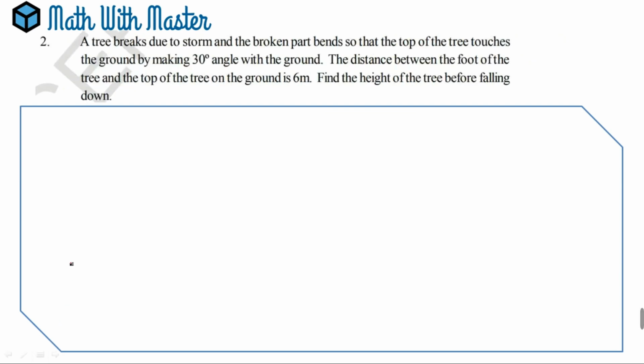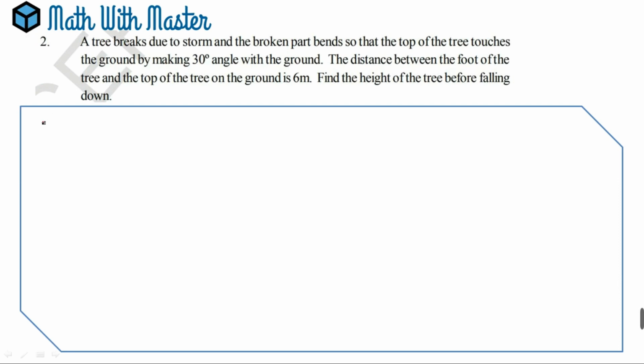So we will move towards the next question. The next question is: a tree breaks due to a storm and the broken part bends so that the top of the tree touches the ground by making a 30-degree angle with the ground. The distance between the foot of the tree and the top of the tree on the ground is 6 meters. Find the height of the tree before falling down. So wording is important for doing any question.